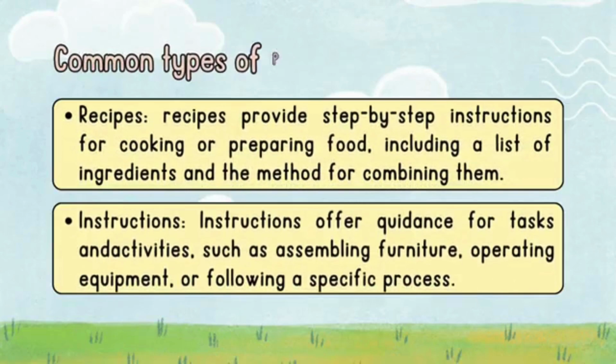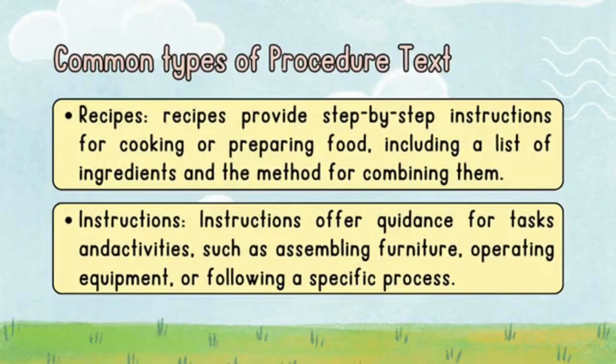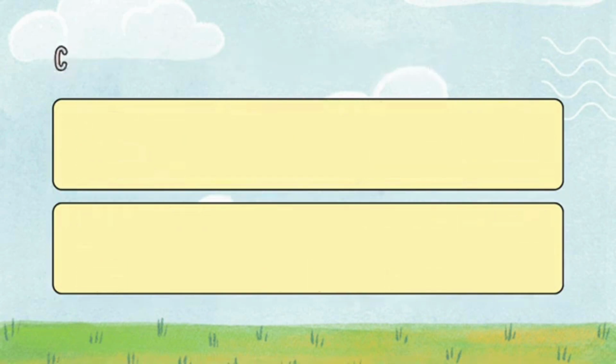Common types of procedure text. Recipes. Recipes provide step-by-step instructions for cooking or preparing food, including a list of ingredients and the method for combining them. Instructions. Instructions offer guidance for tasks and activities such as assembling furniture, operating equipment, or following a specific process.